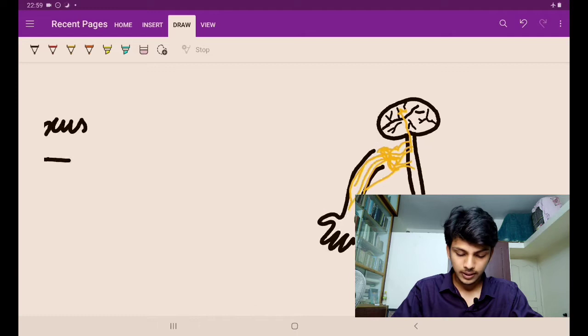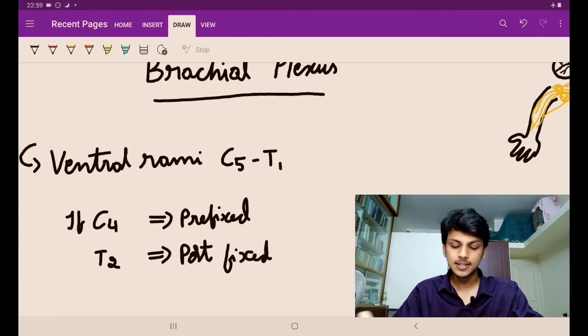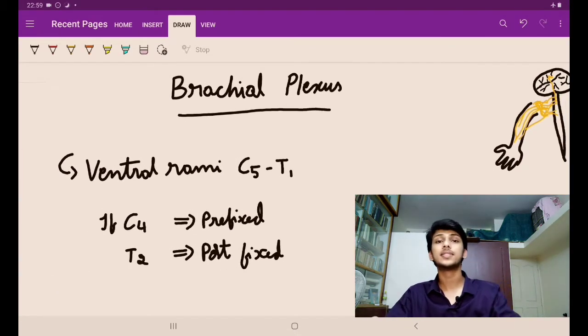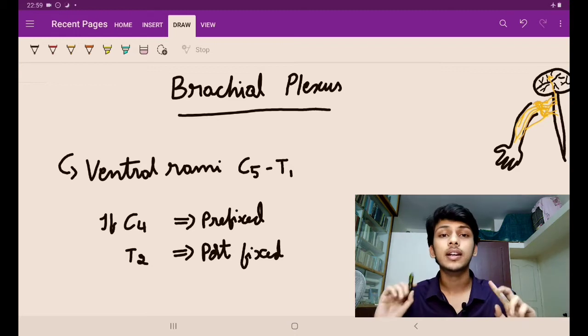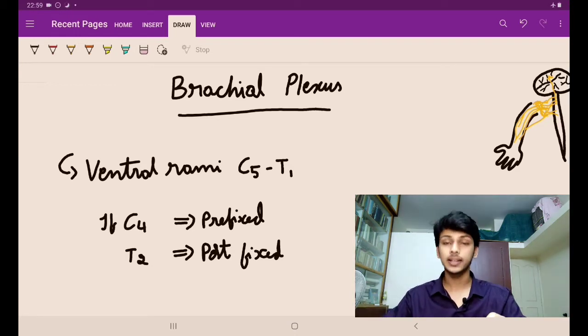Okay, see here guys, the brachial plexus is formed by the ventral rami of C5 to T1. In the first class we studied the ventral rami. Now what is ventral rami? Rami is a branch. From the spinal cord there are dorsal and ventral rami coming. Ventral rami are forming the brachial plexus.